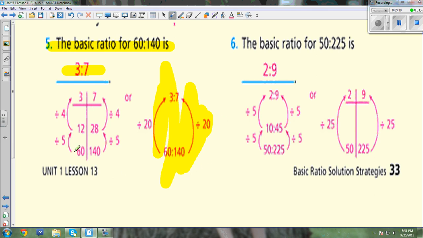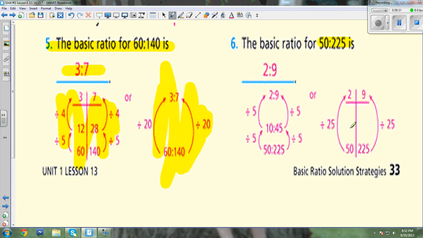Now over here they have 60 and 140. They divided by 5 first, which they got 12, and 28, and then they realized that, well, there's still a factor that will go into both, and that's 4. 4 into 12 is 3. 4 into 28 is 7. So just another way.